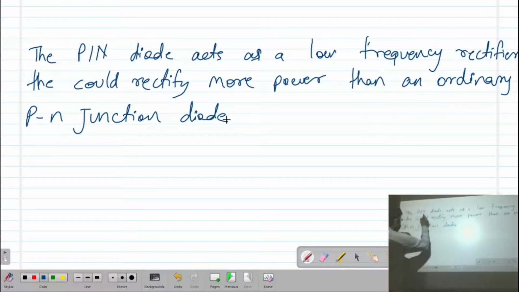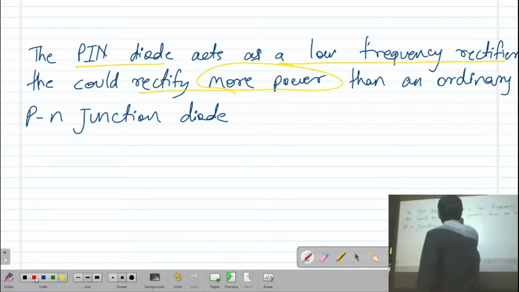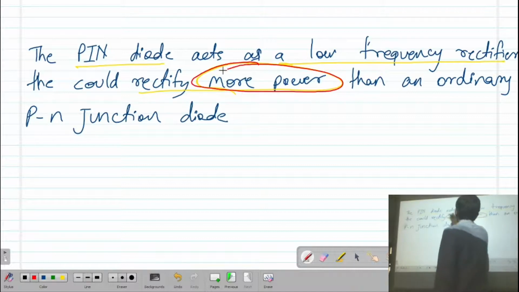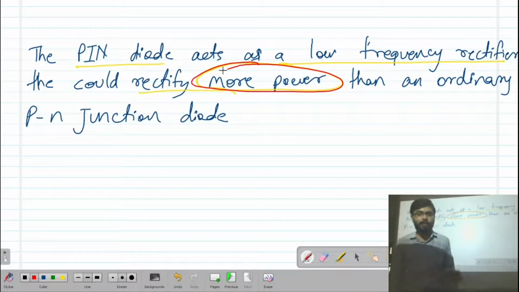You can see that the pin diode is used for low frequency rectification that can handle more power. As you know, in microwaves we are dealing with more power of the signal than normal signals. So the pin diode is useful at microwave frequencies. Why? Because it can handle and rectify more power as compared to an ordinary p-n junction diode.